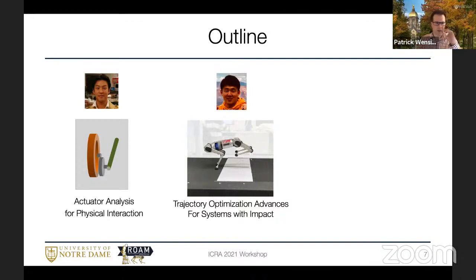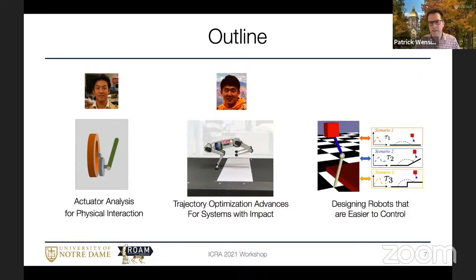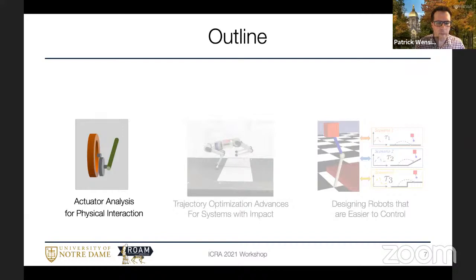Then after we've talked about design and some of these control aspects, I'd like to talk about some more preliminary work that's going on in my lab, where we're trying to design robots that are easier to control by trying to formalize how we can engineer passive dynamics by looking at design and control together. And this is some work in collaboration with my student, Gabriel Bravo and Andrea Delpret. So let me first jump into this actuator analysis part.